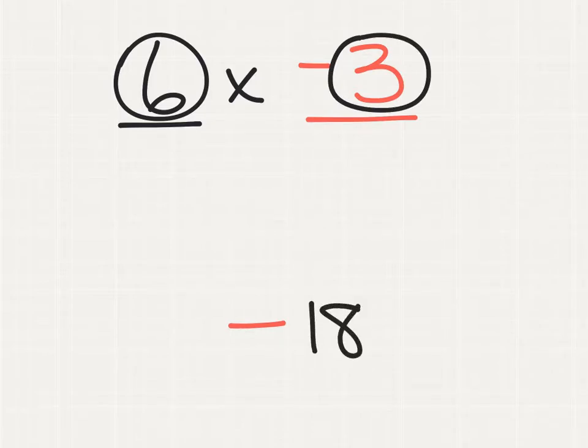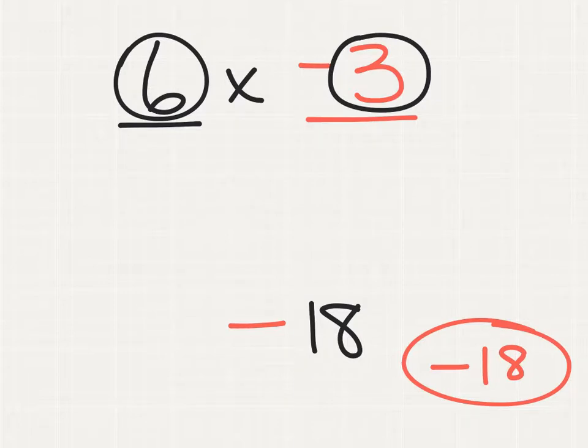So our solution is -18. 6 times 3 is 18. The signs are different, therefore our solution is negative. 6 times -3 is -18.